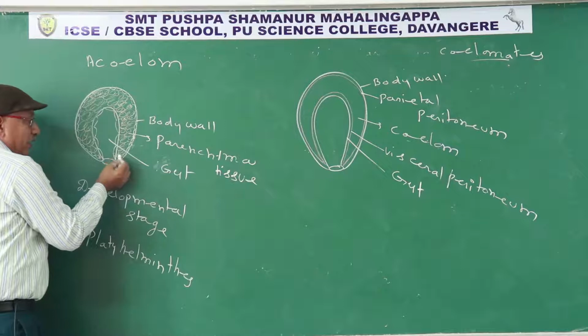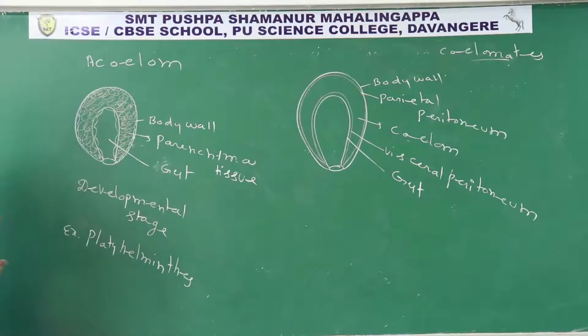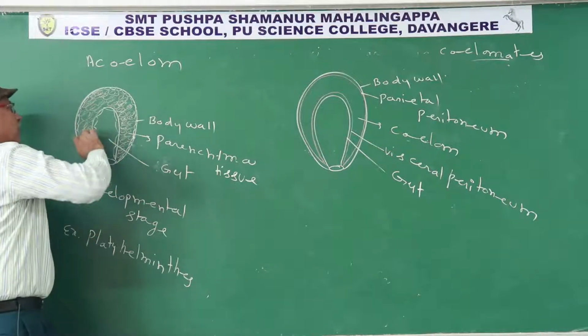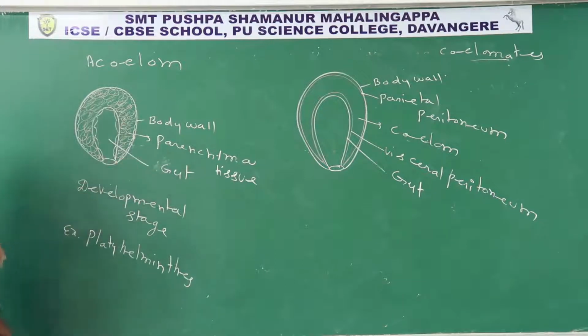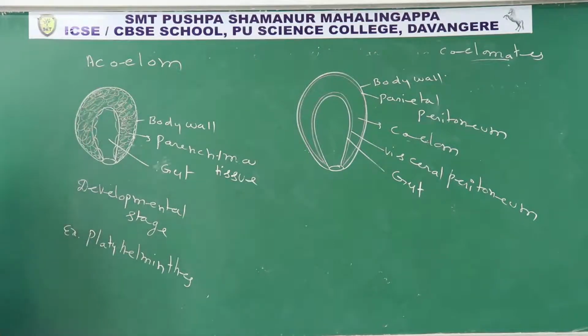The cells present at the rim, meaning edge of the gastrula, undergo repeated mitotic division, equal division. As a result, several cells are formed. The newly formed cells form a tissue between body wall and alimentary canal. This tissue is known as parenchyma tissue. So due to presence of parenchyma tissue between body wall and alimentary canal, coelom is absent. This condition is known as acoelom. A means no coelom. Why is coelom absent in members of platyhelminthes? Due to presence of parenchyma tissue or mesenchyma tissue.